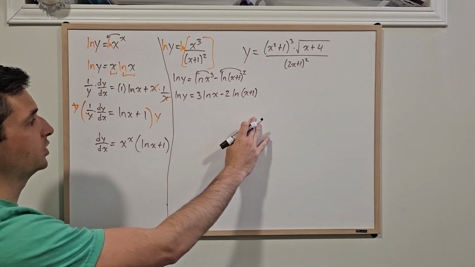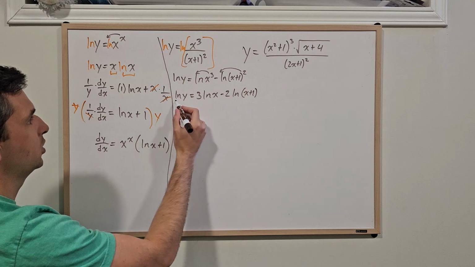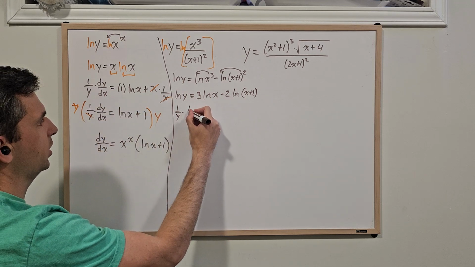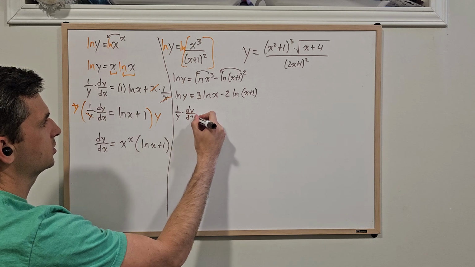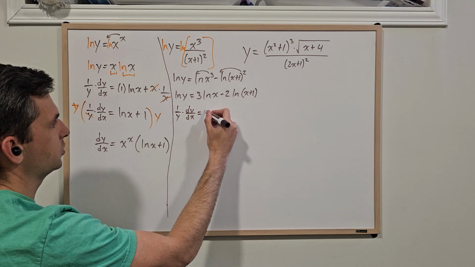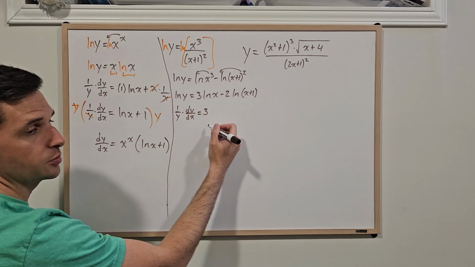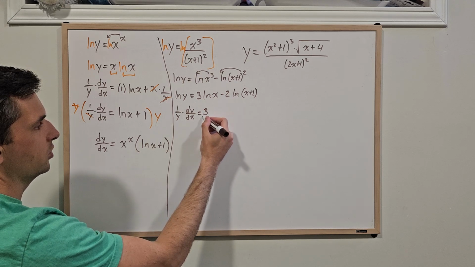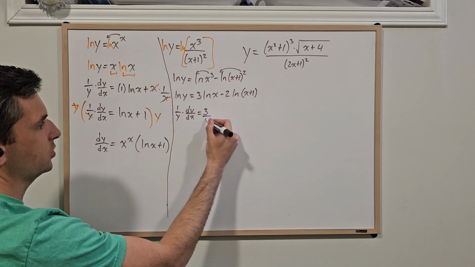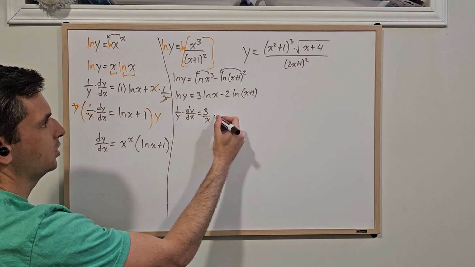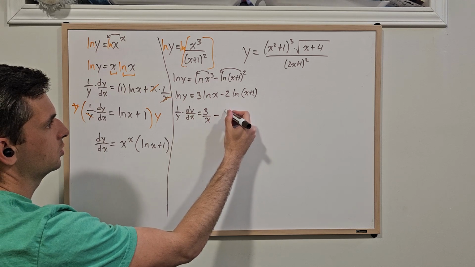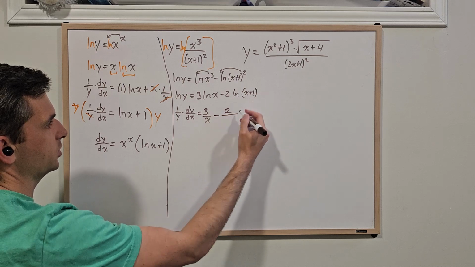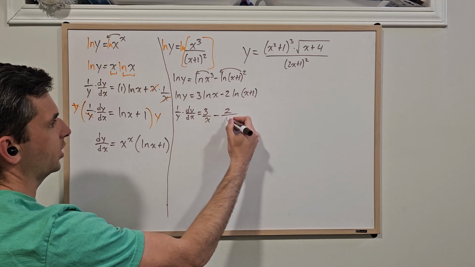Now we go ahead and use implicit differentiation. So here we have the same thing that we have on this side: 1 over y multiplied by the inside function dy dx is equal to 3, which is just a constant, it comes along for the ride. The derivative of natural log of x is 1 over x, so it's just going to be 3 over x. Minus 2, that comes along for the ride. The derivative of natural log of x plus 1 is 1 over x plus 1.